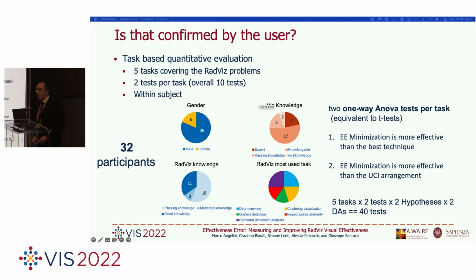And so we conducted a task-based evaluation in a within-subject fashion based on 5 tasks and 32 participants. The results were evaluated with 2 one-way ANOVA tests on 2 hypotheses. The first one was that our solution was more effective than the best competing technique, and the second one was that it was better than the default arrangement given by the dataset.